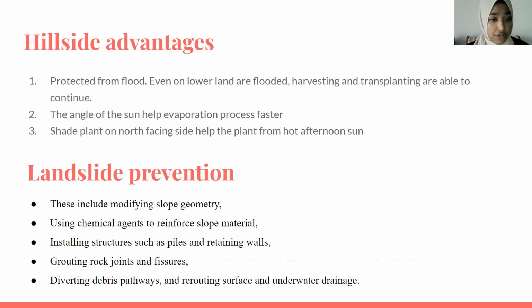It is protected from flood, even when lower land is flooded. Harvesting and transplanting are able to continue. The angle of the sun helps the evaporation process go faster. Shade plants on the north-facing side help protect the plants from the hot afternoon sun.